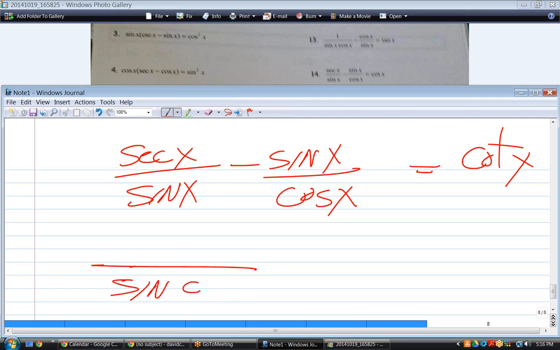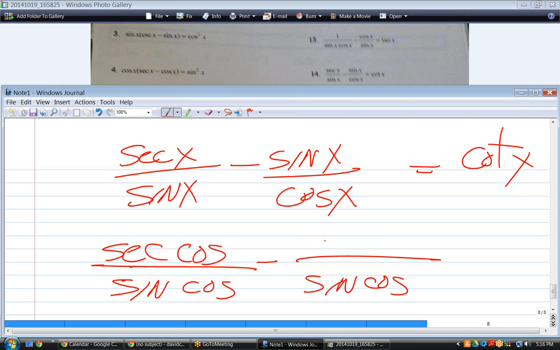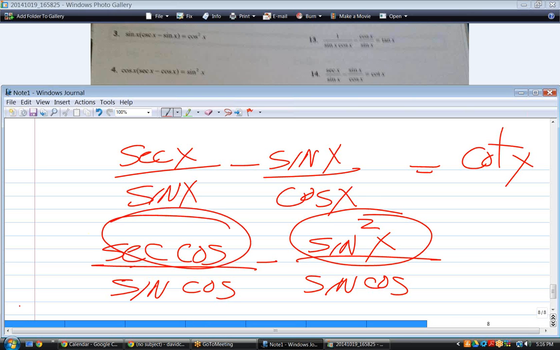Sine, cosine. What's the left? Secant, cosine. What's the right? Sine, cosine, then sine squared x. So, we see this a lot. What's this? Which one? One on the left circle. Oh, that would just be 1. Right. That's what we see a lot of.